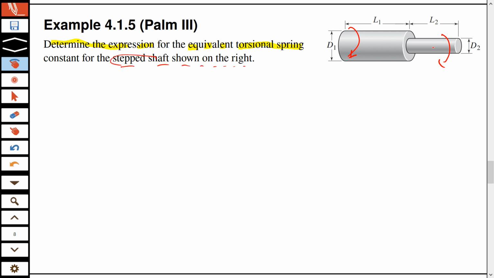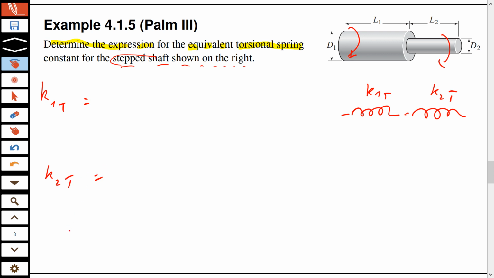Stepped means that there are two sections in it. So now we have to model this as a torsional spring, and we have to model this as a torsional spring, and they are in series. Okay. So let's call this K1T, T for torsional, K2T, T for torsional, and we can now write the expression K1T, K2T.